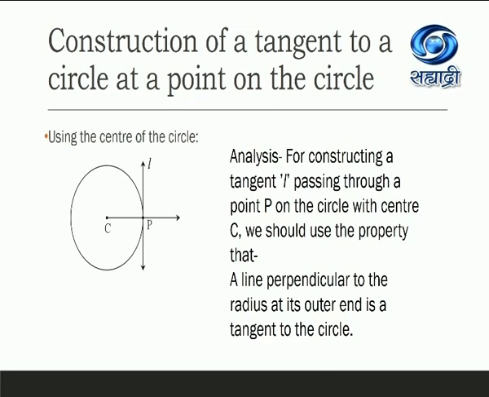Now here in the analysis you can see, for constructing a tangent L passing through a point P which is on the circle with center C, we should use the property that a line perpendicular to the radius at its outer end is a tangent. And if you measure the angle over there, that LPC, it will be 90 degrees. Again I repeat, a line perpendicular to the radius at its outer end is a tangent to the circle.